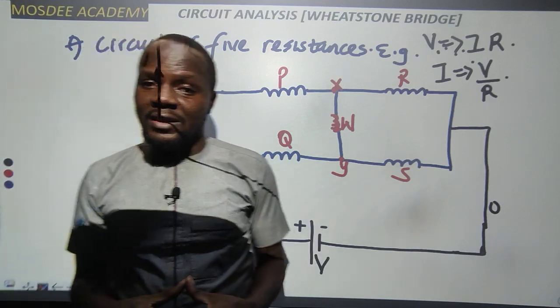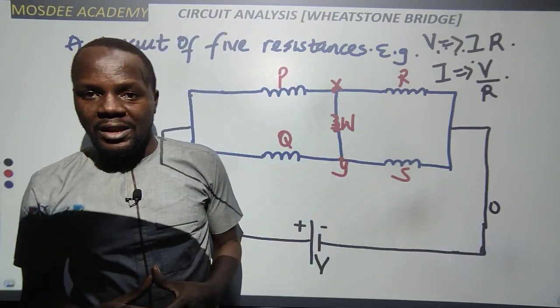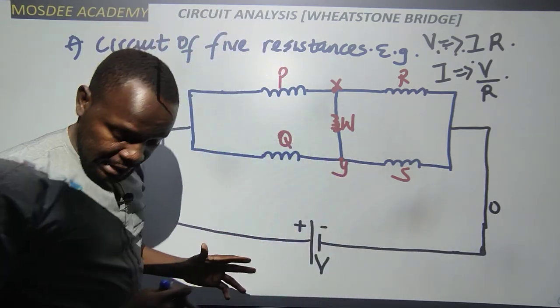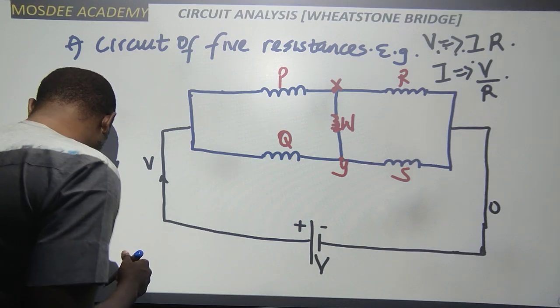Using that, I think I can quickly get the relationship for this type of simple Wheatstone bridge. Now, how do we do that? I'll do that very quickly. Now, look at this, guys.